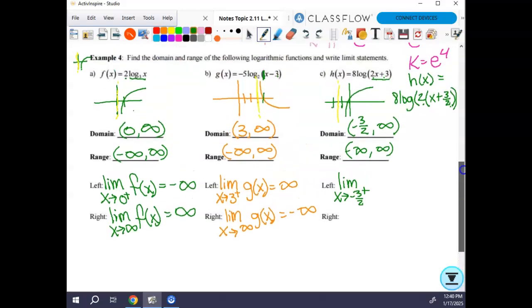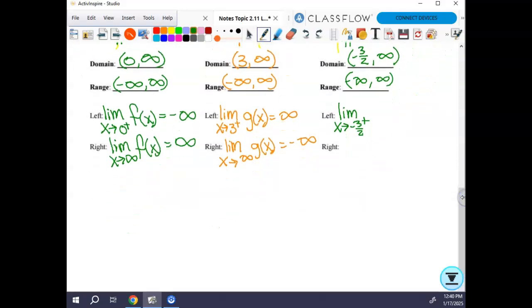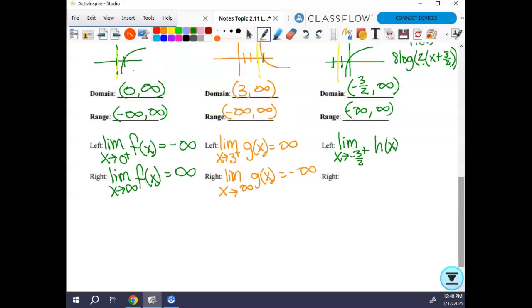What's it called? H of x. Oh, I guess I still need to see it, don't I? Equals infinity. All right. Any questions at all? We all good? Yes?